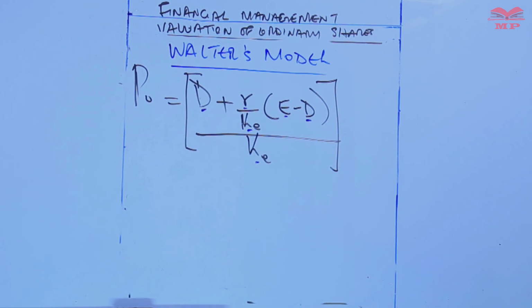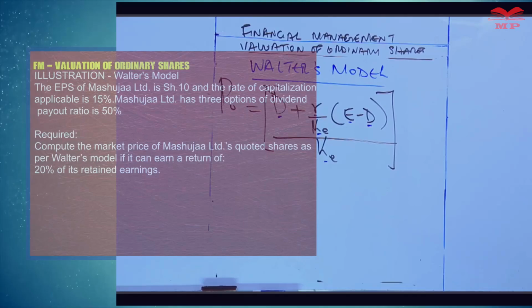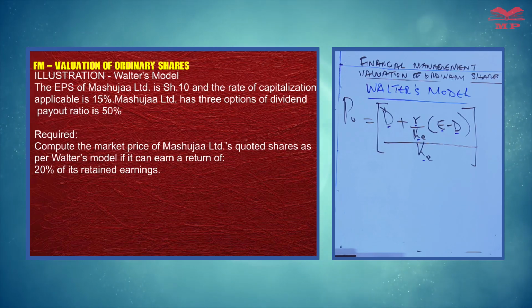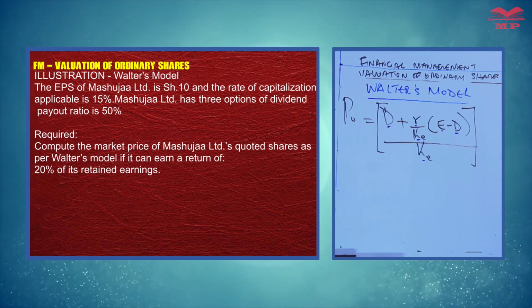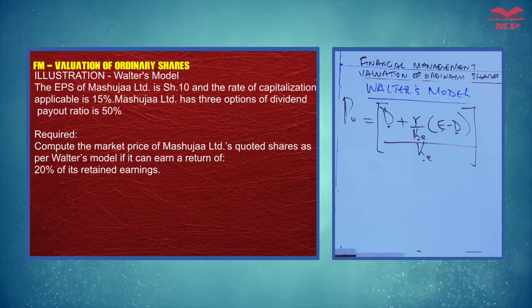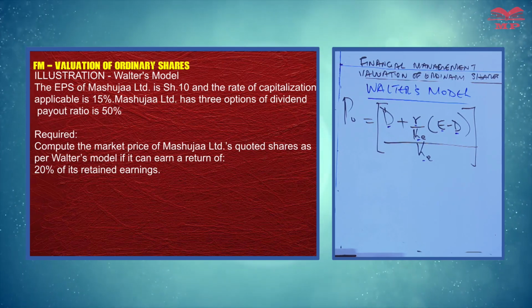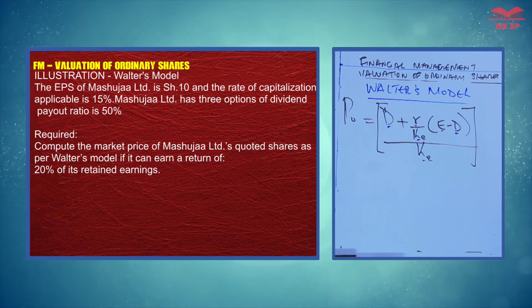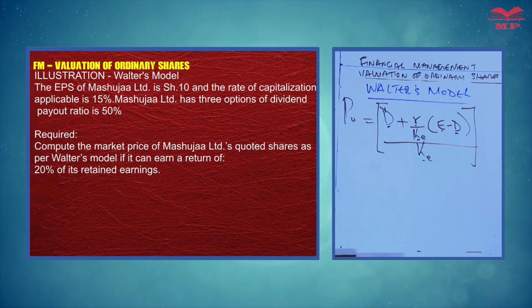Illustration. The EPS of Mashujaa Limited is 10 shillings and the rate of capitalization applicable is 15%. Mashujaa Limited has 3 options of dividend payout ratio. Let's adjust it to 1. The dividend payout ratio is 50%. Compute the market price of Mashujaa Limited quoted shares as per Walters model if it can earn a return of 20% of its retained earnings.